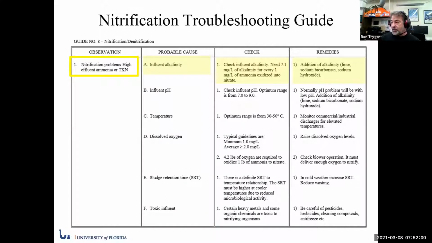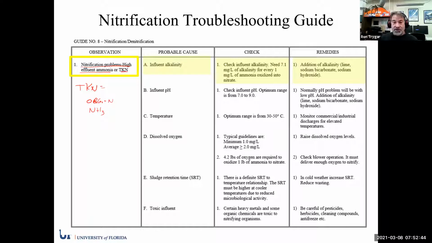So let's talk a little bit about the troubleshooting here. You can see we have a pretty good list. This list is also represented by what we said were factors that affect nitrification. The observation on this troubleshooting guide says that we have nitrification problems, high effluent ammonia or TKN. Remember that TKN is equal to the organic nitrogen and the ammonia added together. So if we have high organic nitrogen and ammonia, or one or the other, then we have high effluent TKN.